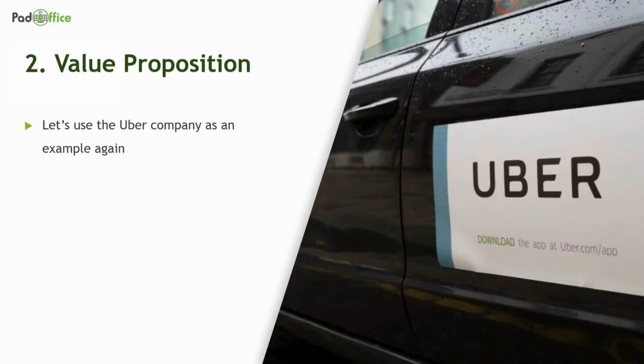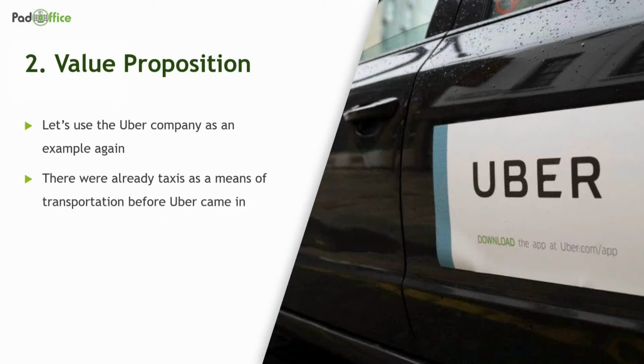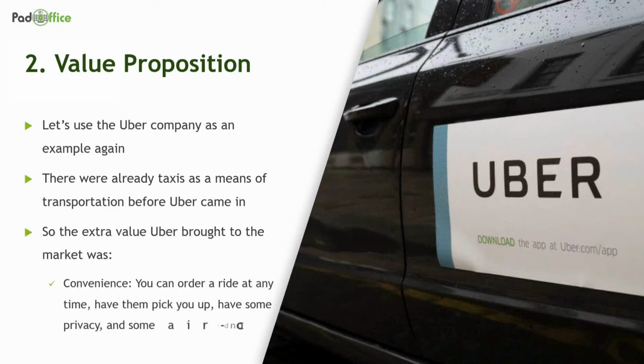Alright, so now let's look at the Uber company as an example again. So there were already taxis as a means of transportation before Uber came in, right? So the extra value Uber brought to the market was that they brought in convenience. Alright, you can order a ride from an app on your phone at any time. You can have the rider pick you up at your location. You can have some privacy by being in the car alone, and then you can have some air conditioning which you may not be able to get in a public taxi. So you can see that the value proposition of Uber was majorly convenience.